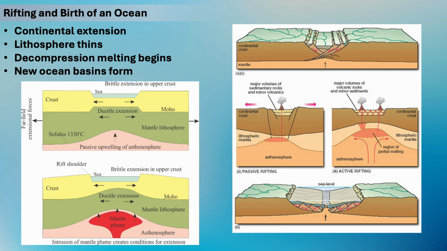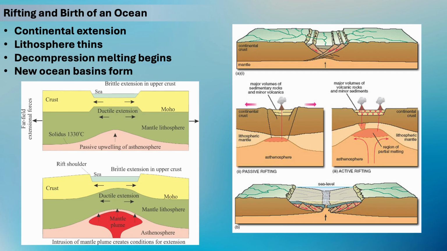We now have enough information to understand how new ocean basins form. So let's take a look at this before we finish today. To do so, we need to look at what happens when continental lithosphere is pulled apart. This process is known as continental rifting. When continental lithosphere is placed under tension, it begins to stretch.